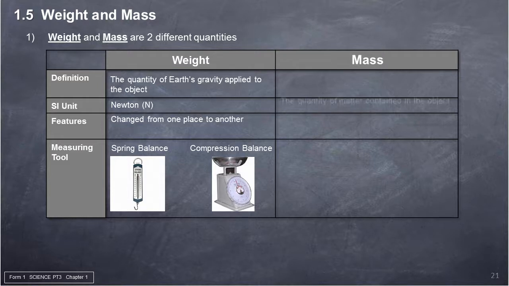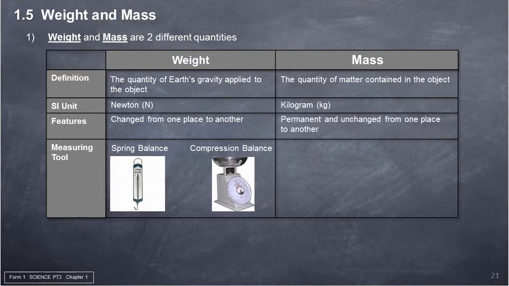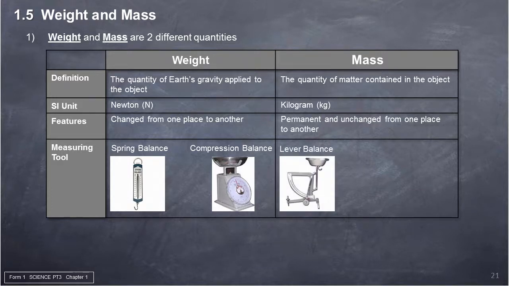Mass. Definition: the quantity of matter contained in the object. SI unit: Kilogram. Features: permanent and unchanged from one place to another. Measuring tool: lever balance, beam balance.